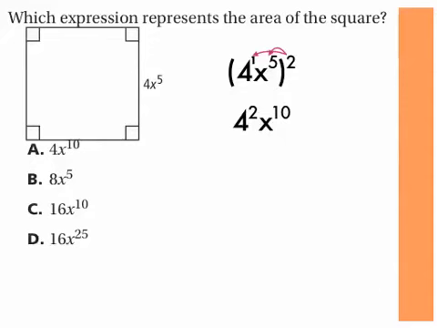When you have a constant that's being raised to a power, in this case I have 4 squared, I need to go ahead and do that and simplify that before I find my final answer. So I'm not quite done yet. I need to do 4 squared, which is 4 times 4, which is 16. And then there's nothing that I can simplify with x to the 10th. I have a positive exponent, so I'm good. So my final answer would be C, 16x to the positive 10th power.